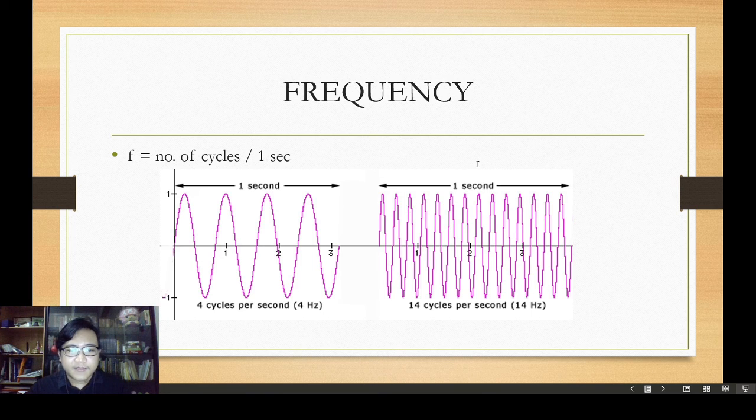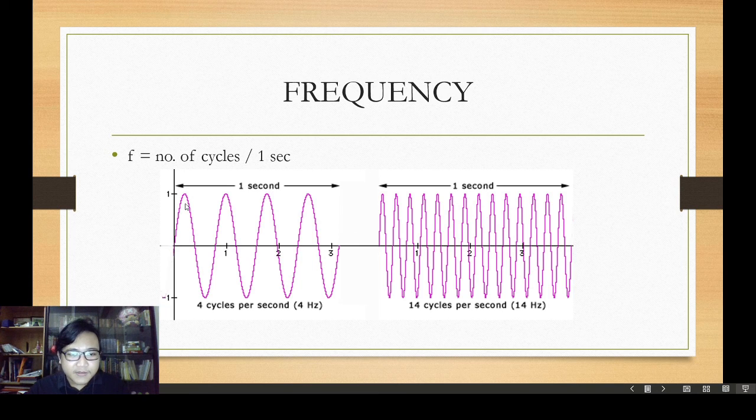Frequency is the number of complete cycles that an alternating current does in 1 second. Here is an example of a frequency. This graph is an alternating current. As you can see in the graph, there is more than one cycle in the graph.